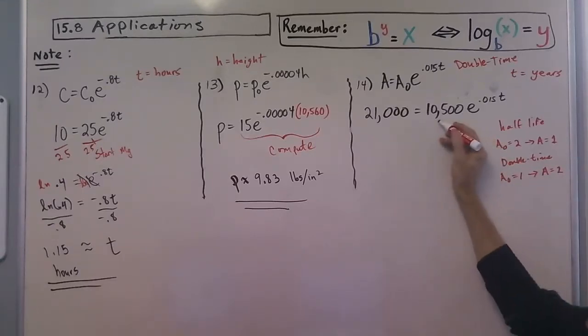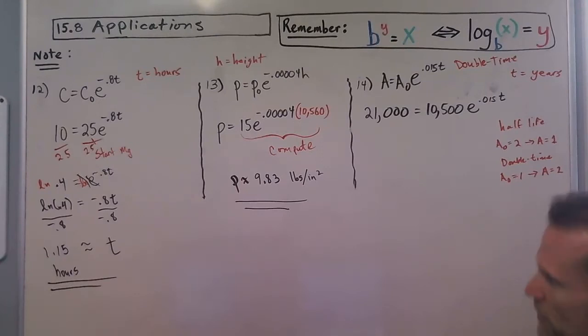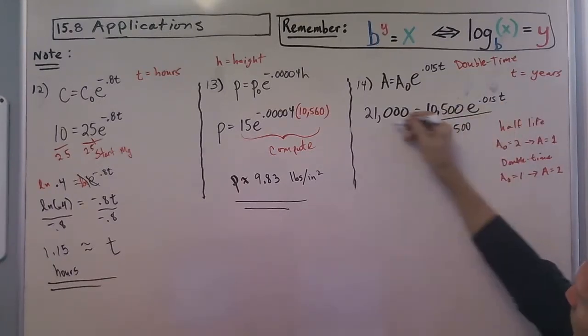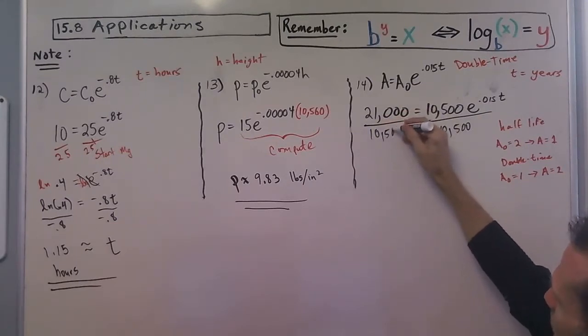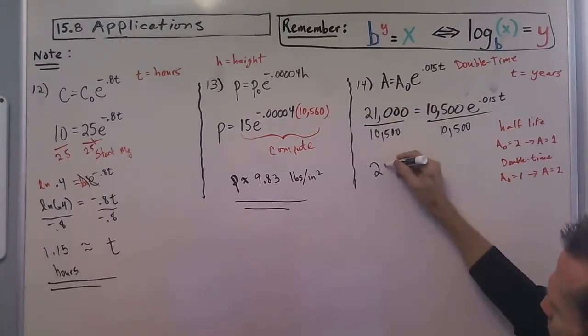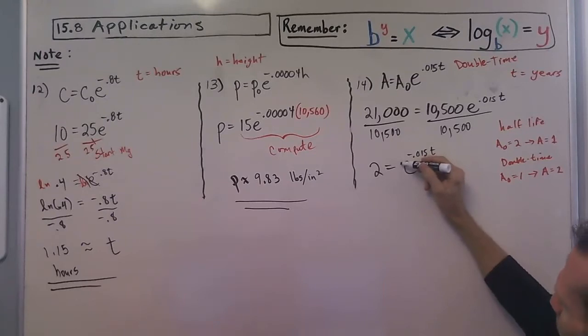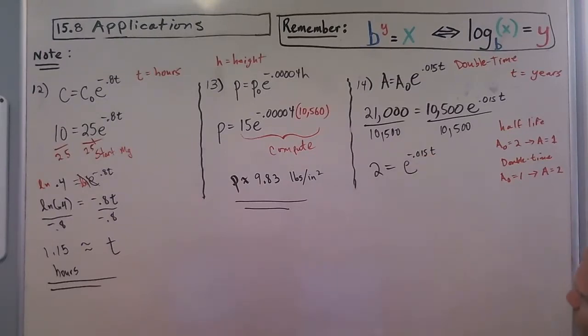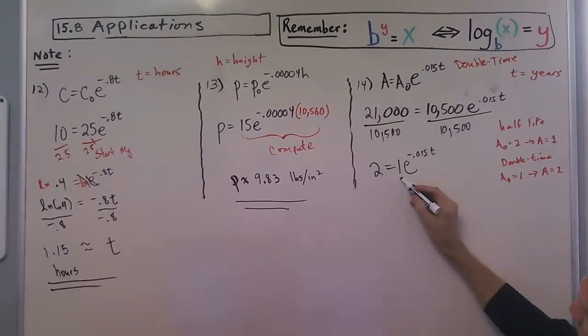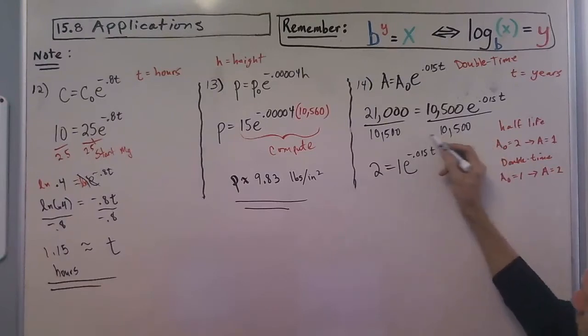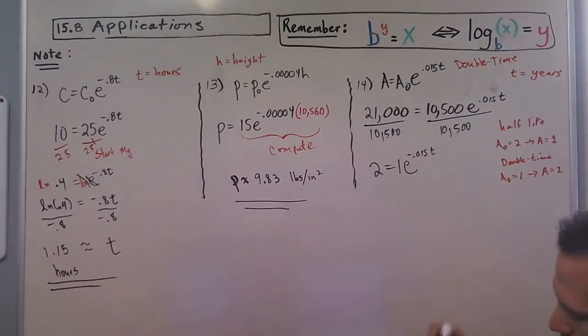So here we are given the numbers, but you're going to see what happens when I divide by 10,500 and divide by 10,500. I get 2 is equal to e to the 0.15t. And you can think about it, there's a 1 here. So when you look at the doubling time, there's the start value and there's the end value. So this is a doubling time problem.